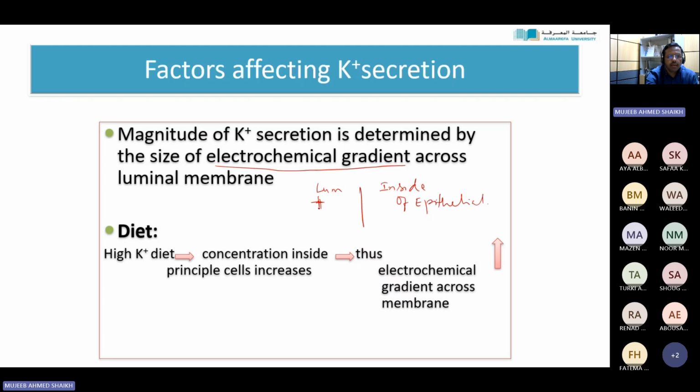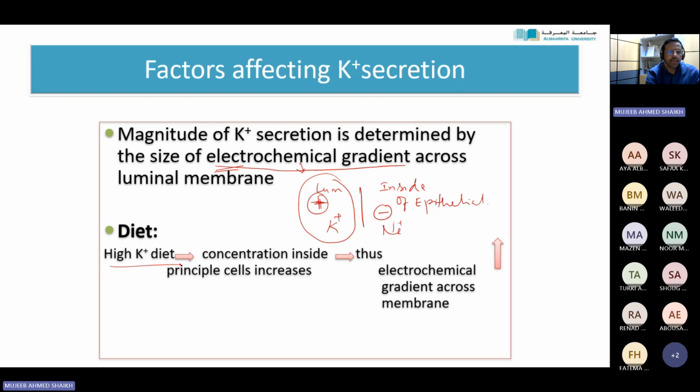Because there are positive and negative charges at both places, the difference between them is known as the electrical gradient. Then the difference in potassium, sodium, or other chemical ions is known as the chemical gradient. Together, the charges plus the chemical nature of the particle create an electrochemical gradient, which will decide whether the person will secrete potassium ion or reabsorb potassium ion.